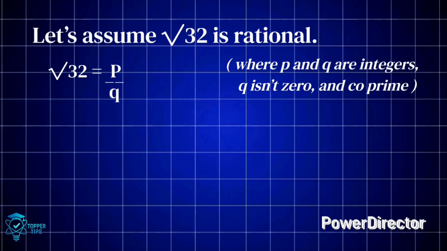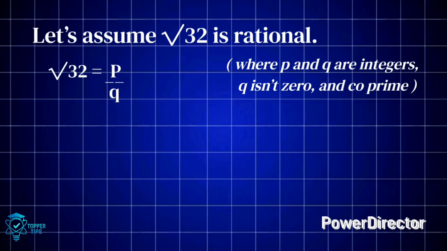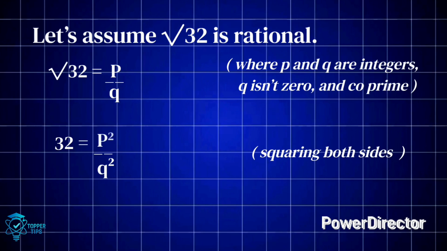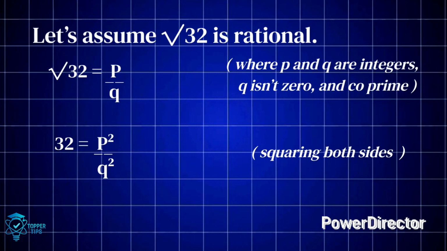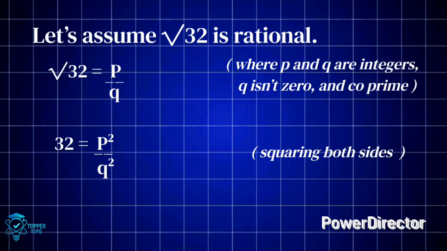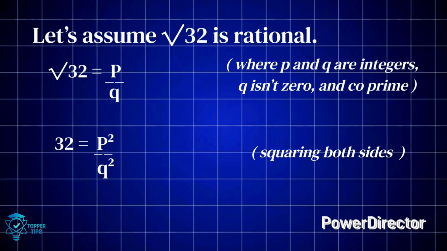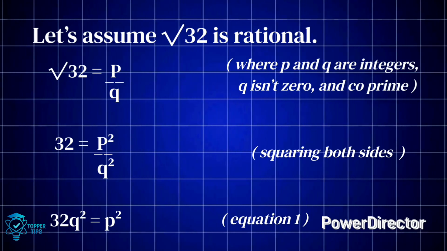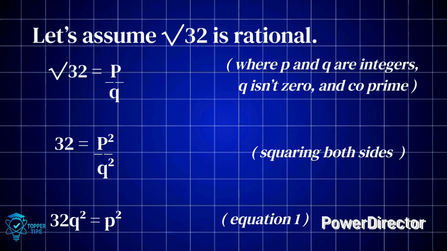As we have assumed square root of 32 is a rational number, therefore square root of 32 equals p upon q. Now let's square both sides to ditch that square root. Square root of 32, squared, equals p upon q, squared. 32 equals p squared over q squared. Multiply both sides by q squared to clear the fraction. 32 times q squared equals p squared. Whoa. This equation is our first clue.